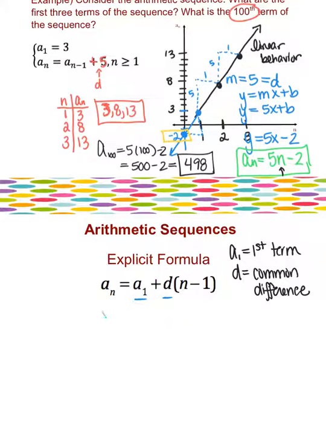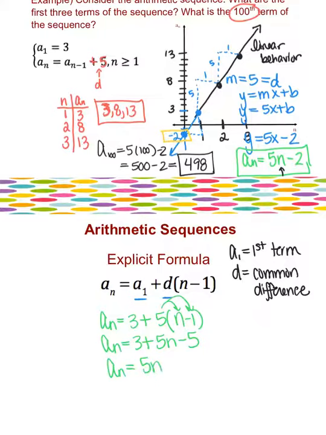So here in my last example, my a sub 1 was 3, and my common difference was 5. So first, let's clean that up by distributing the 5. So I have 5 times n is 5n, and 5 times -1 is -5. So then I have my 5n, and I can combine my like terms, 3 and -5, to get a -2. So that is what we saw.